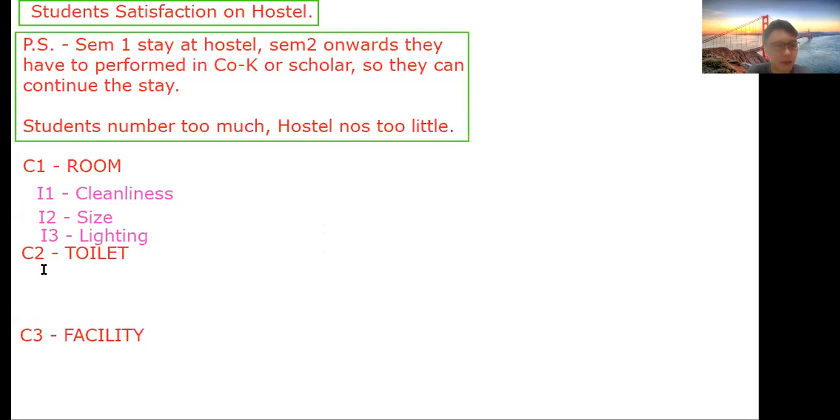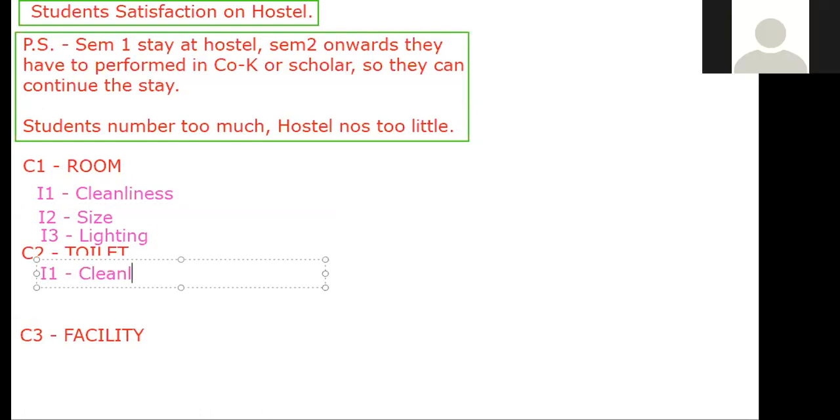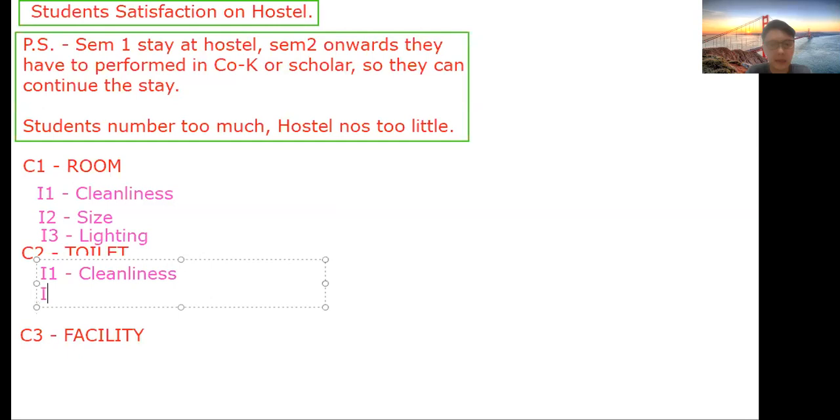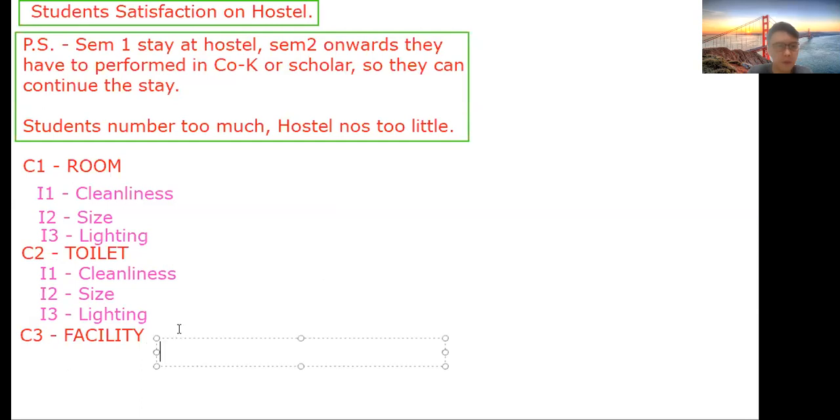Same thing for the toilet. We ask them, are you satisfied with the cleanliness? Are you satisfied with the size? Are you satisfied with the lighting? These are the three things that I ask. And facilities like basketball, let's take basketball.